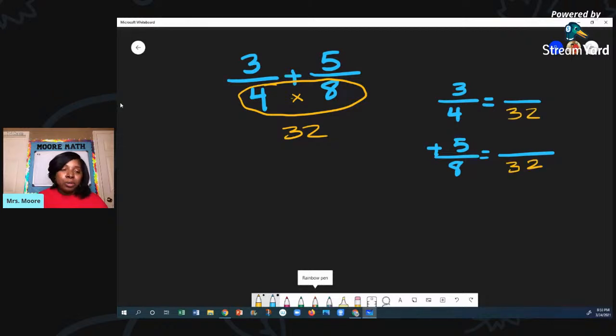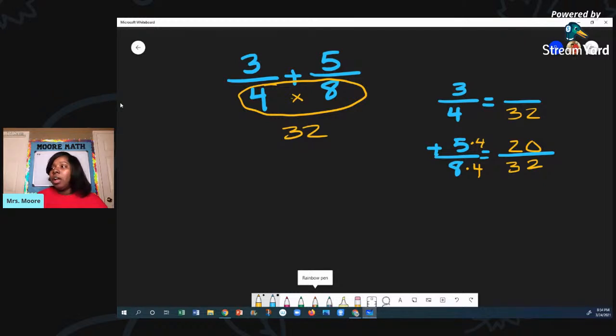Again, you can absolutely use this if this works for you. However, I'm just going to show you how to make your life a little bit simpler. Okay, so 8 times 4 is 32. Whatever I do to the bottom, I have to do to the top to keep it the same. So 5 times 4 is 20.